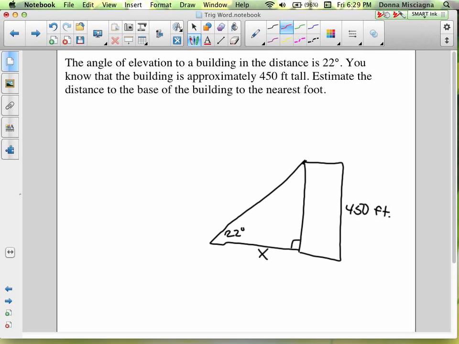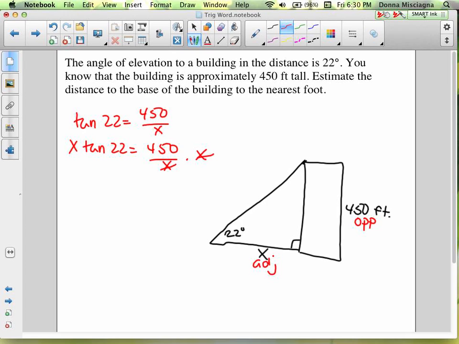And lots of times we're looking at distances along the ground, and so tangent comes up a lot in these problems because we know the opposite and we're looking for the adjacent, and of course that's tangent. That's another tangent problem. So we have tangent 22 equals 450 divided by x. Multiply both sides by x. We have x tangent 22 equals 450 divided by x times x. The x's will cancel. So I've got x tangent 22 equals 450.